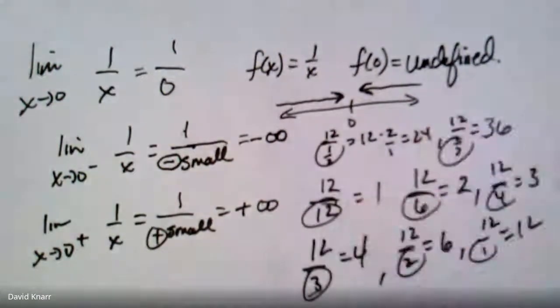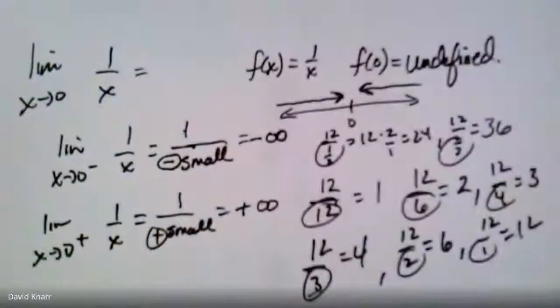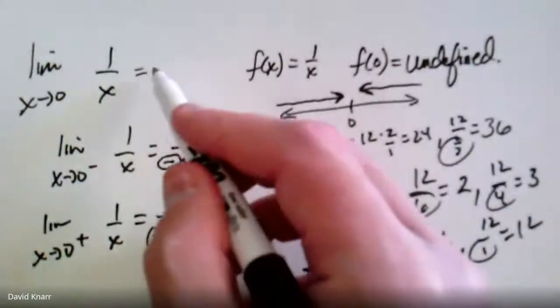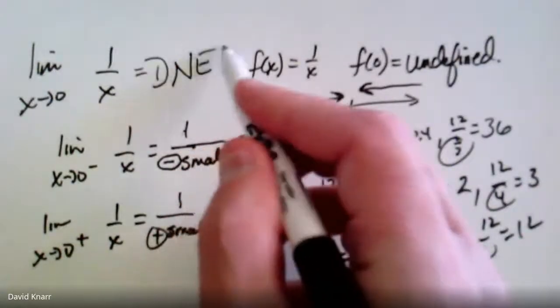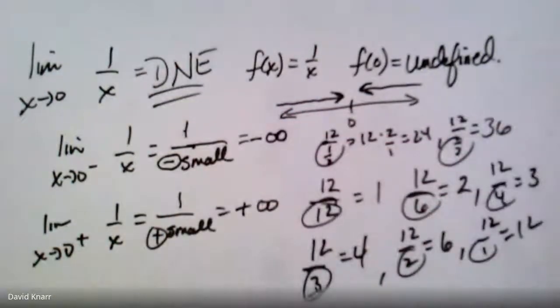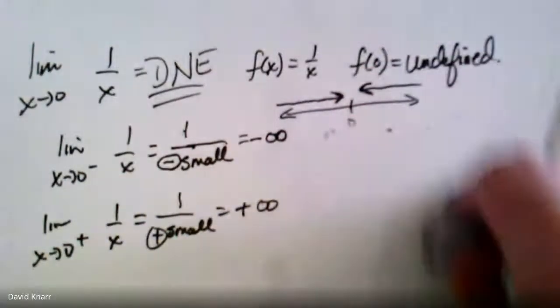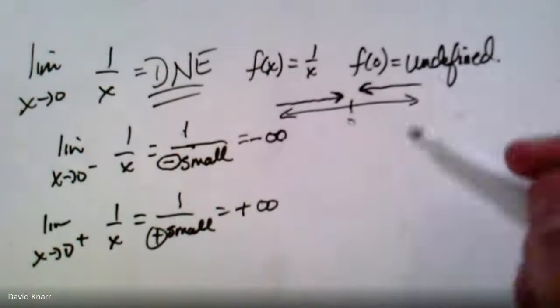Now, the question back on the table is, what is the limit as x goes to 0 of 1 over x? Well, from the left, I go to negative infinity. From the right, I go to positive infinity. So the limit as x goes to 0 does not exist, because from the left and from the right, I don't go to the same place. You can see it graphically as well, what this graph looks like. It's not very complicated to draw.